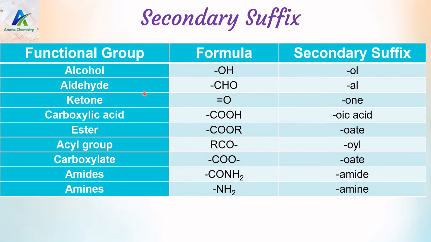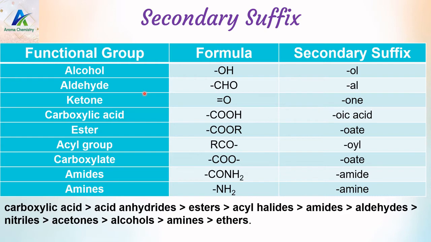When an organic compound contains two or more functional groups, one group is regarded as the principal functional group and the other group is treated as a secondary functional group, which may be treated as a substituent. The order of preference of the principal functional group is as follows. Carboxylic acid has the highest priority, then acid anhydrides, esters, acyl halides, amides, aldehydes, nitriles, ketones, alcohols, amines and ethers. I will say it in Tamil.